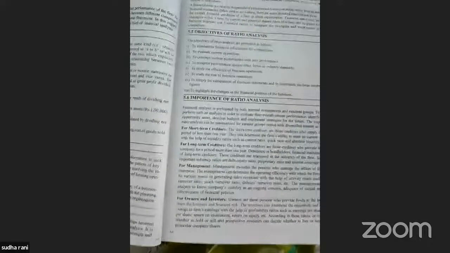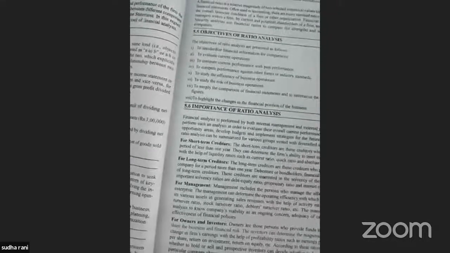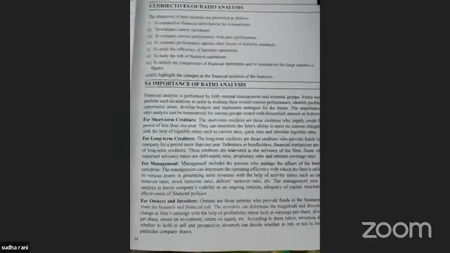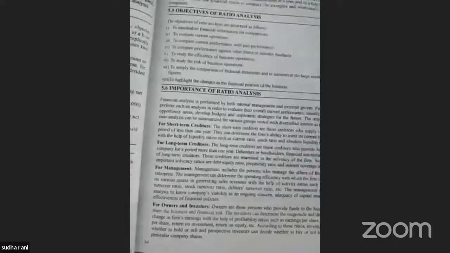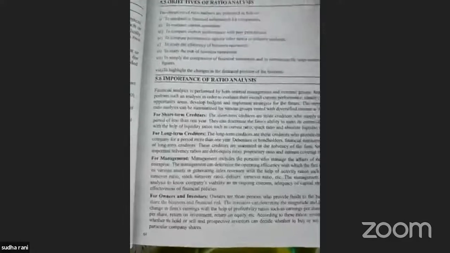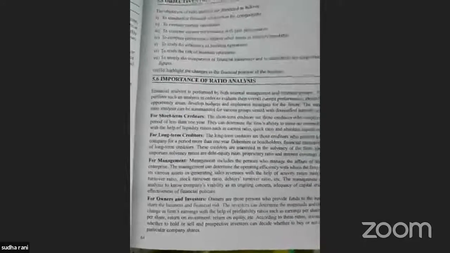Now coming to the last but not least, users of ratio analysis: owners and investors. Who are the owners? Shareholders. The ones who contribute capital to the firm are said to be owners. That is, in the case of companies, owners are shareholders. So shareholders, as existing shareholders, and prospective investors, meaning the new investors who want to invest in the company's shares, are the people who also show interest in understanding the company's financial statements and use ratio analysis.